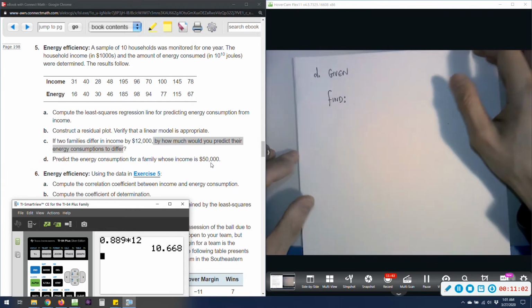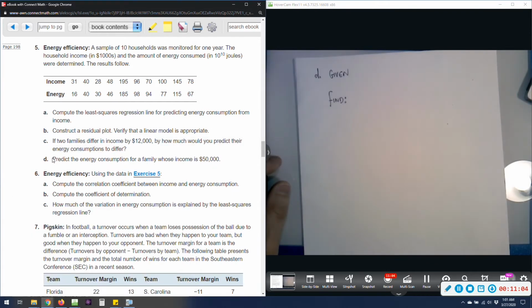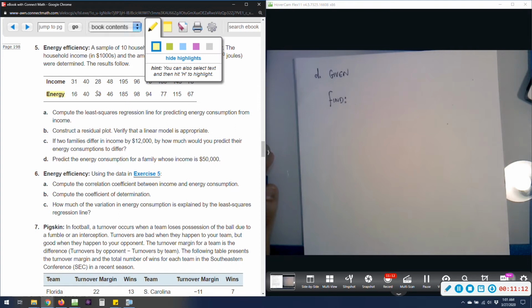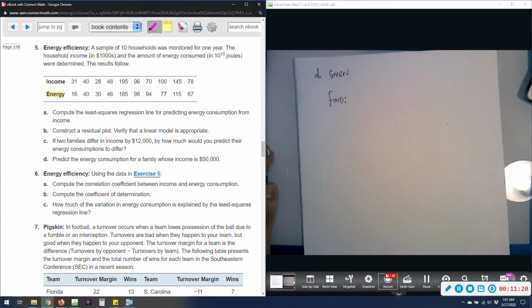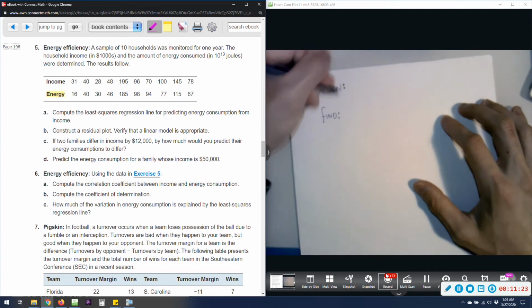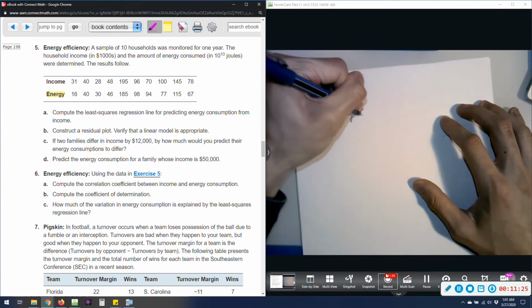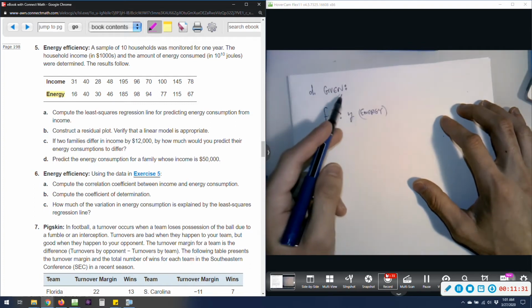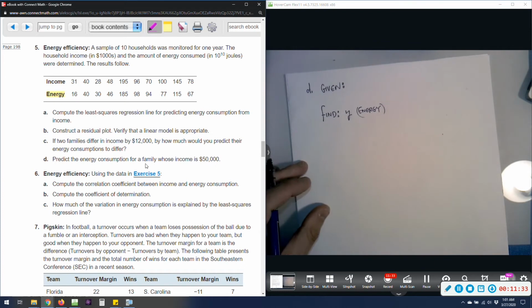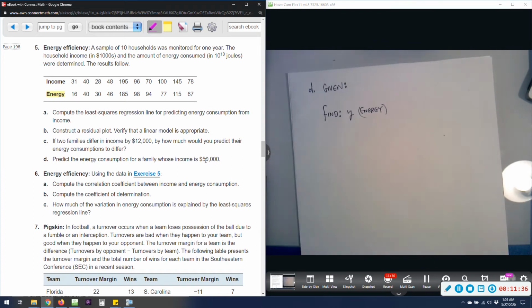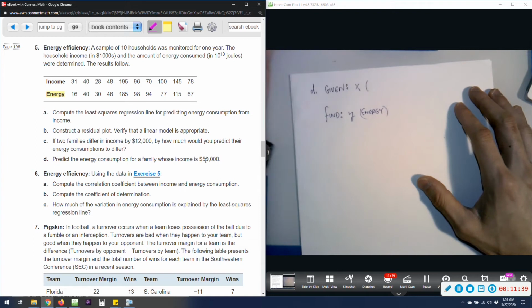And what do we want to do? We want to predict the energy consumption. Well, remember, energy is Y. If I could, I would write down a Y here, but I'm not sure if I can do that. I know I can highlight, but I don't know if I can write down a Y here. But yeah, we want to find Y, energy. That's what we're predicting. And what are we given here? We're given a family whose income is $50,000. Well, income is X, so that's income here.